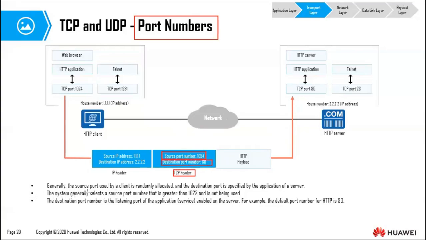Now, it is important to know that the client will randomly generate a source port number. Are we together? Randomly generate a source port number. Now, that source port number that you randomly generate has to meet two conditions. It has to be above 1023, and number two, not being used by any other application. Are you getting the point? Not being used by any other application.